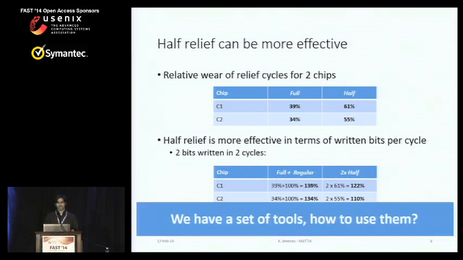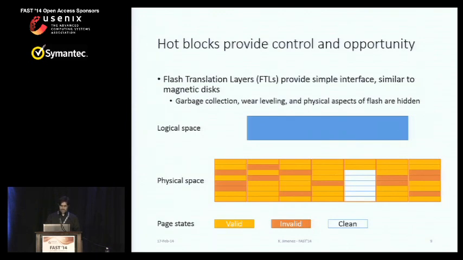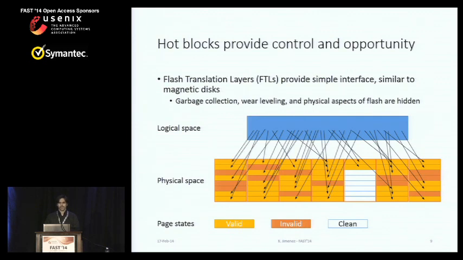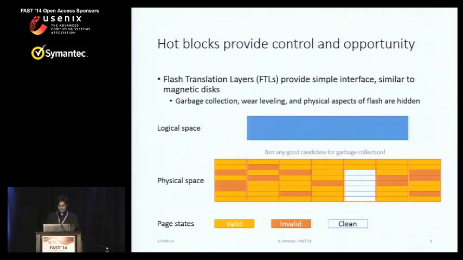So now we have a set of tools, but how to use them? We need to look into the flash translation layer, which typically is placed between the file system and the flash memory, hides all the physical aspects of the flash, and maps all the logical space into physical pages of the flash. The mapping is not arbitrary. Otherwise, if it was randomly mapped, we would end up with many blocks with few invalid pages, and there would not be any good candidate for garbage collection.